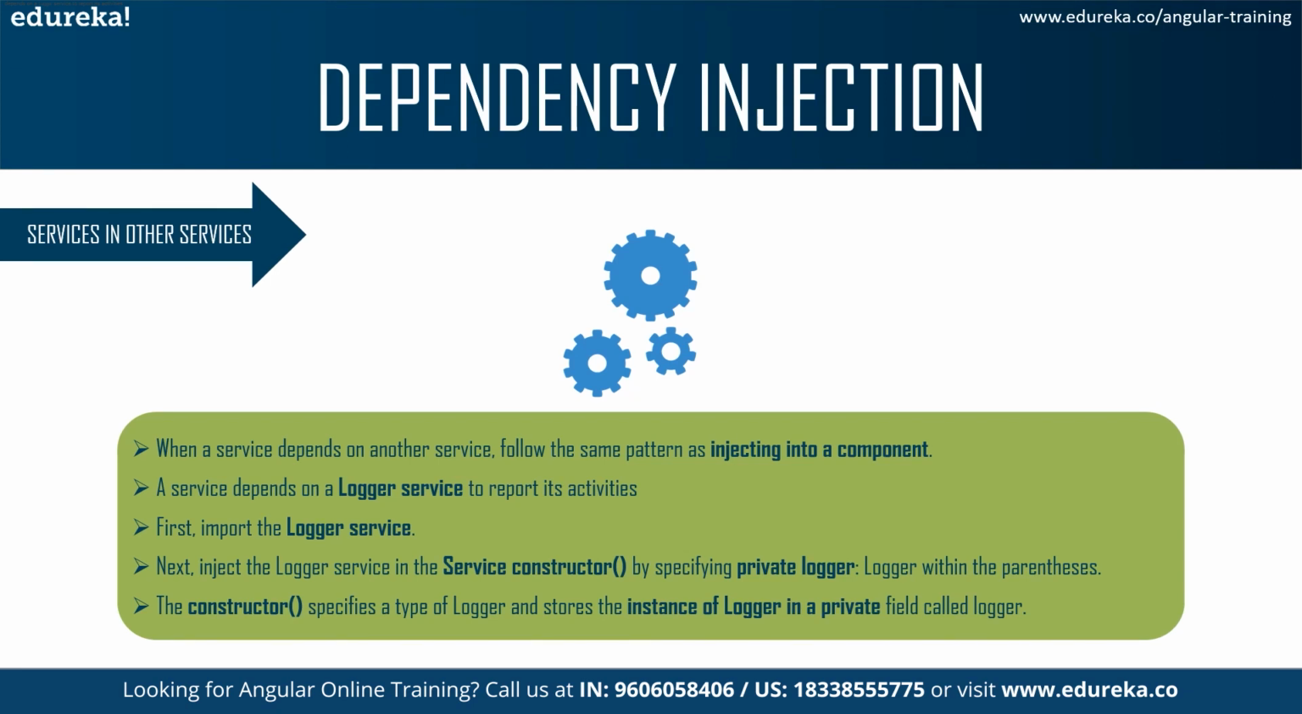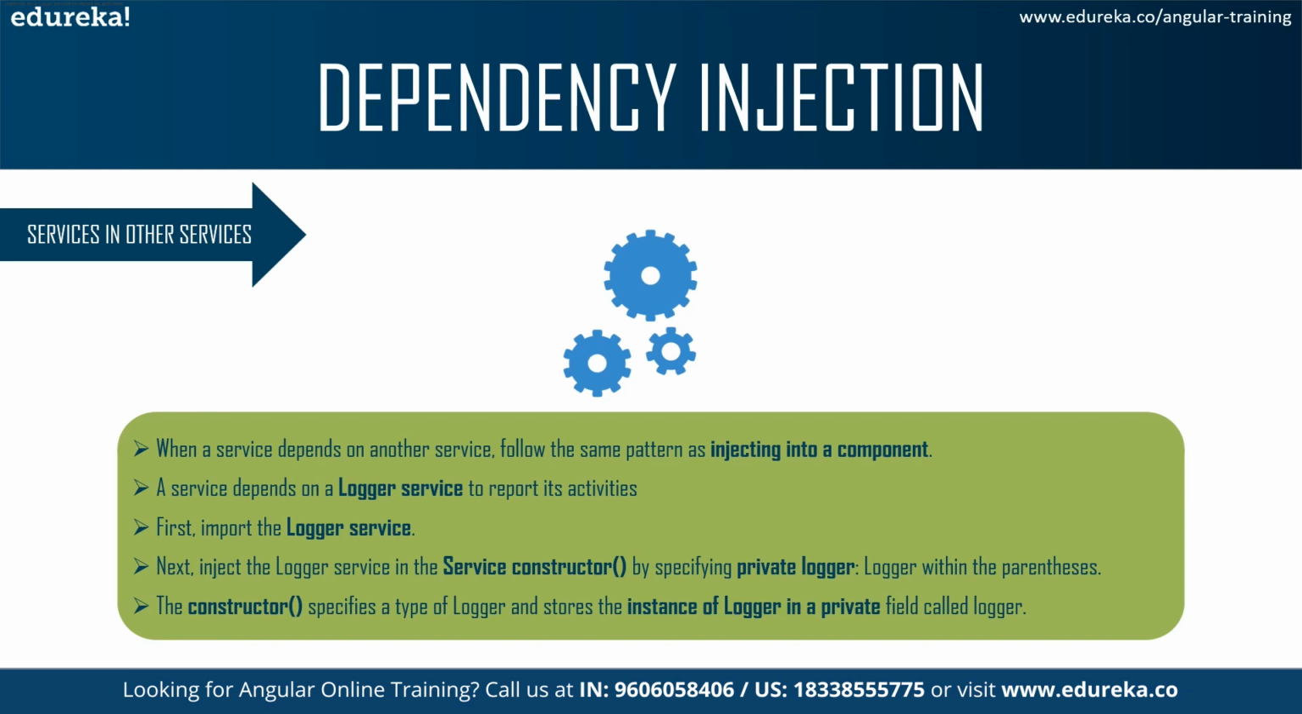When a service depends on another service, there is a pattern to be followed in injecting it. For example, a logger service is used to report where all its activities are noted. First, you import the logger service. Next, you inject the logger service in the service constructor. This is done by specifying a private logger within the parentheses. The constructor specifies the type of logger and stores the instance of the logger in a private variable called logger itself.